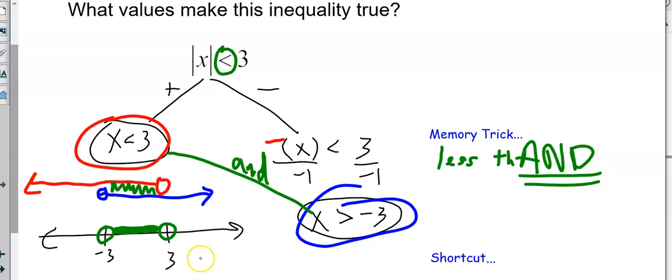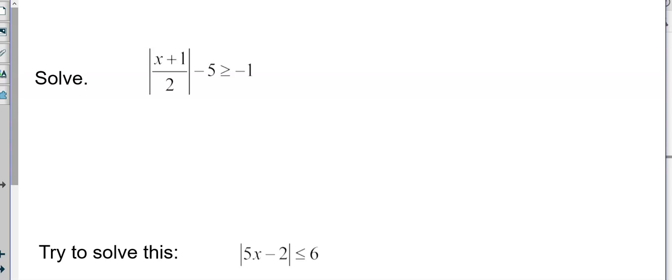If I wanted to write it out, it would be something like negative 3 to 3 with parentheses, in interval notation. I'll show you the shortcut in a second. Let's go to the or statements here.